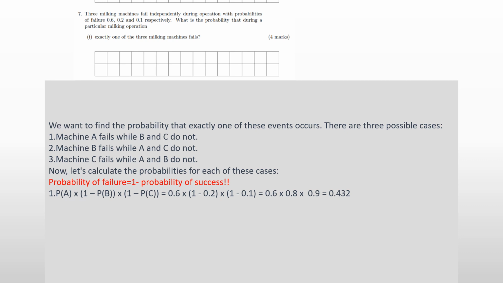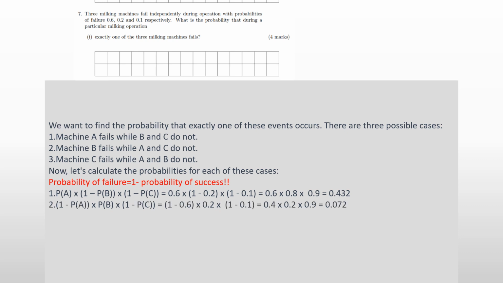Just take away the probability of failing from 1, and then you get the probability of not failing. So scenario 1, the probability of that would be 0.6, A fails, times 0.8, B doesn't fail, times 0.9, C doesn't fail. I get 0.432. So 1/3 of that is done.